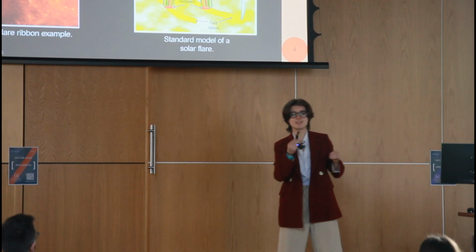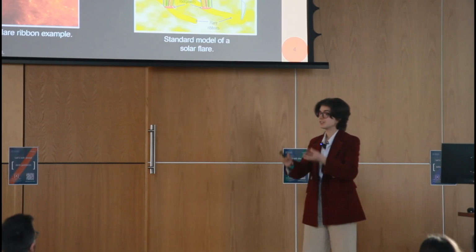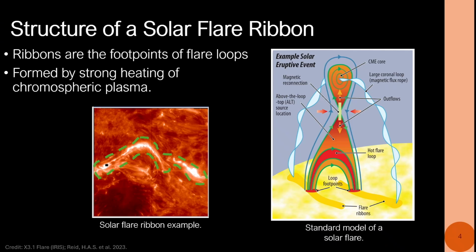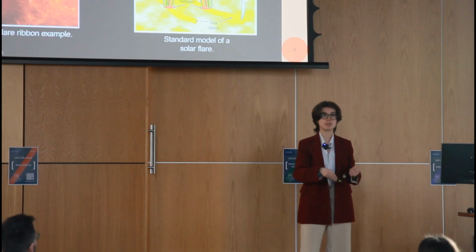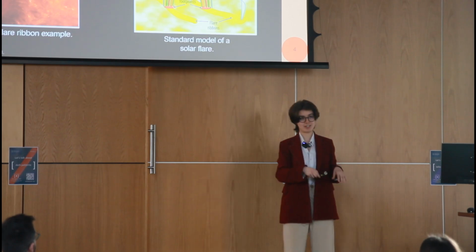However, what the focus is today are the foot points of these flares. These are called solar flare ribbons. Visually, as you can see, they are bright strands seen on the chromosphere of the sun, and we believe that they are formed due to strong heating of chromospheric plasma, but how that energy is transported is still a very, very active area of research.